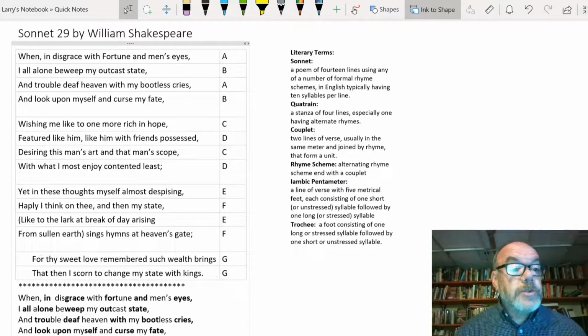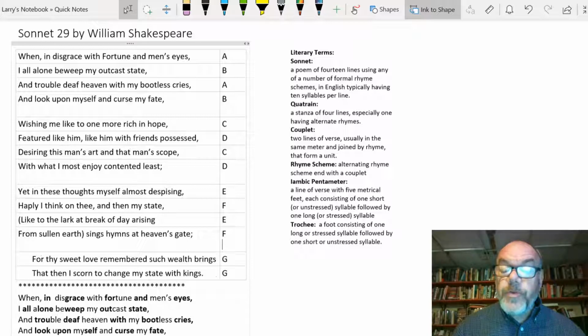Quatrain number 2 starts "Wishing like one more rich in hope." Quatrain number 3 starts with "Yet in these." And then we have the couplet, "For thy sweet." Now, each quatrain is used for a particular purpose. Typically, quatrain number 1 introduces an idea.